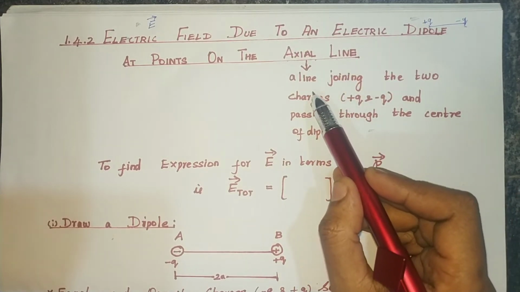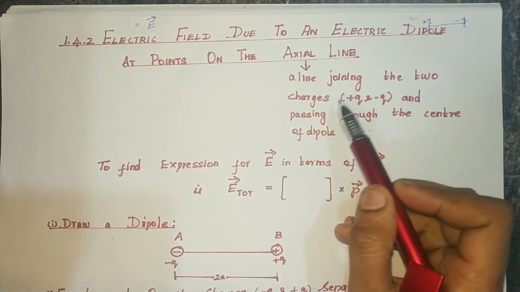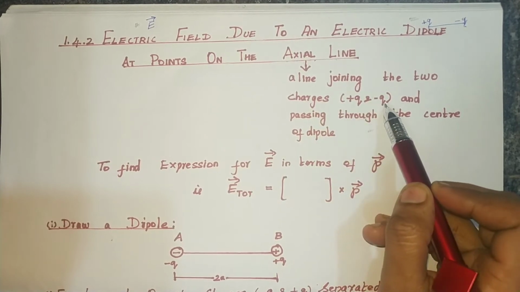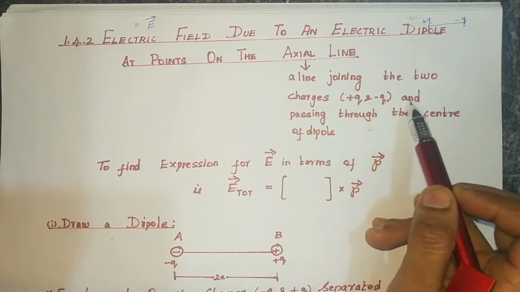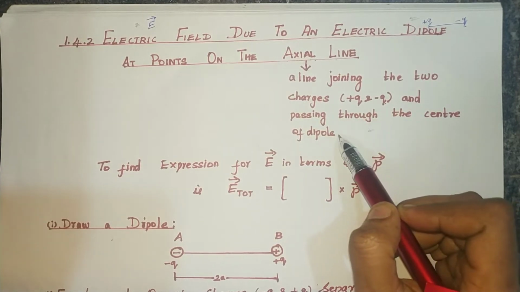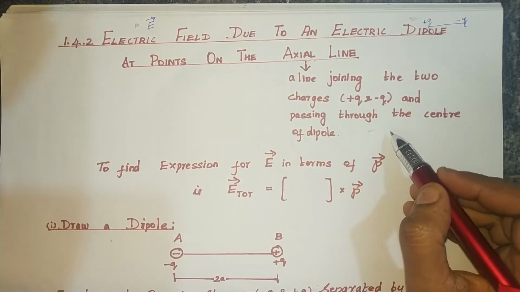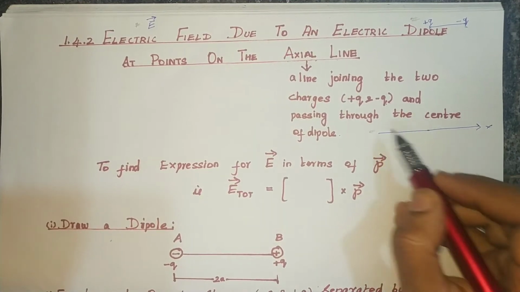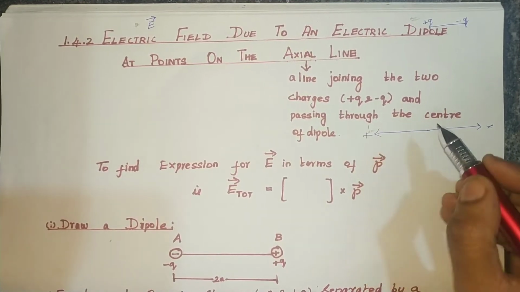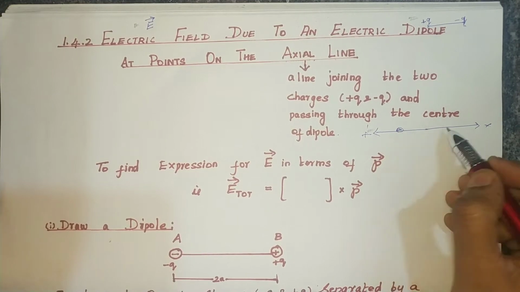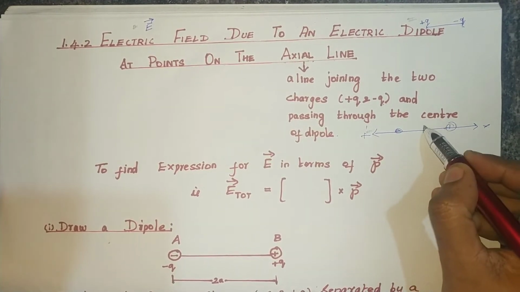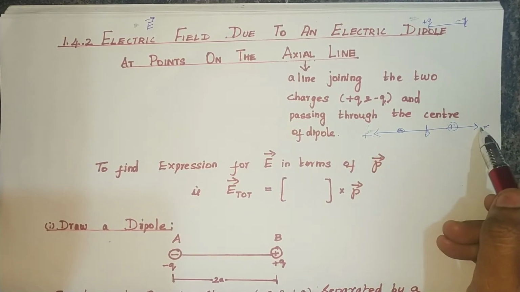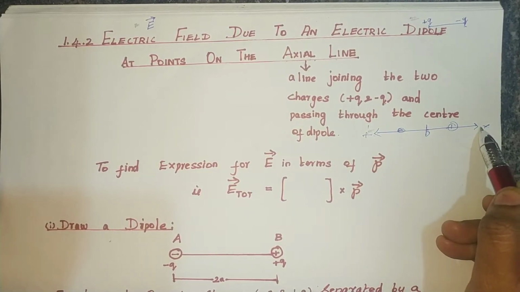Axial line na enna? A line joining the two charges plus q and minus q, nothing but a dipole, and passing through the center of the dipole. Nothing but the axis. For axis எடுக்கிறோம் x dash axis ல we place a dipole at origin O. This axis is called the axial line.